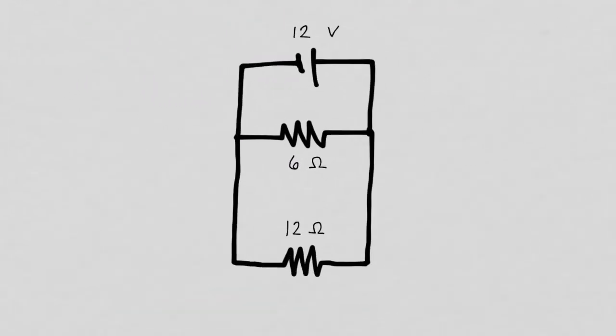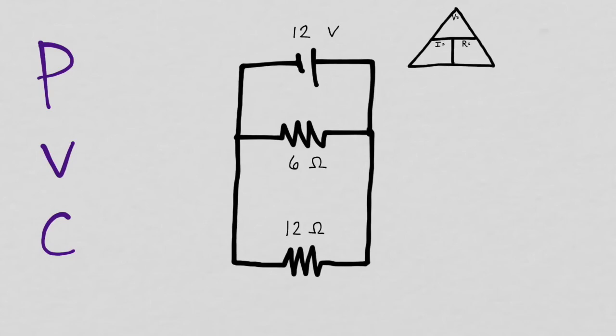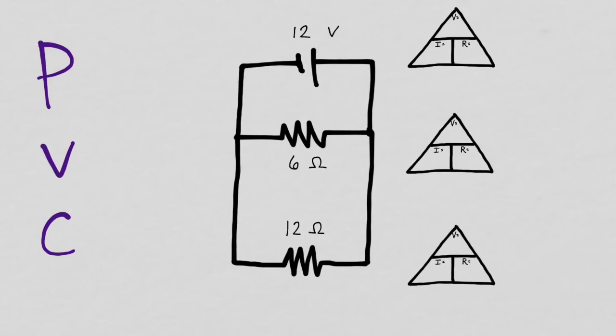In this last example, we have 2 resistors in parallel connected to a 12-volt battery. Which mnemonic do we use? PVC. In a parallel circuit, voltage is constant. So we should expect that if we have a 12-volt battery, each of those resistors will also have 12 volts of potential difference. I'm going to start off again by bringing my triangles in for each component, for the battery, for the 6 ohm resistor, and then for the 12 ohm resistor.